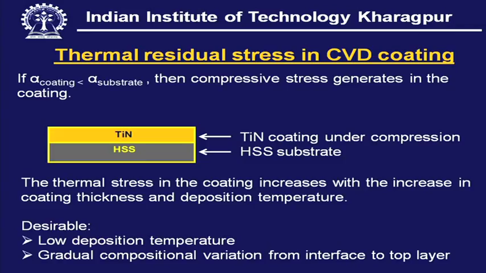So, this thermal stress in the coating increases with the increase of coating thickness and deposition temperature. What is important here is to have a low deposition temperature and a graduation of the composition of the material from the substrate to the top layer, so that we can have a gradual change in the coefficient of thermal expansion and the stress distribution from the substrate to the top layer of the coating is well managed and well monitored.